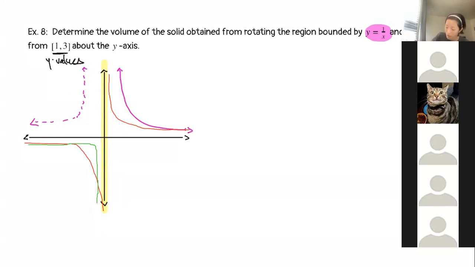But maybe we should also mark off our y equals 1. So maybe that's down here. And our y equals 3, y equals 1. And then if we were to think about drawing those purple lines, I think it becomes a little more clear that we could draw them this way. Now those purple lines, what do those represent after I've rotated something about the y-axis? It represents the radius. Good.